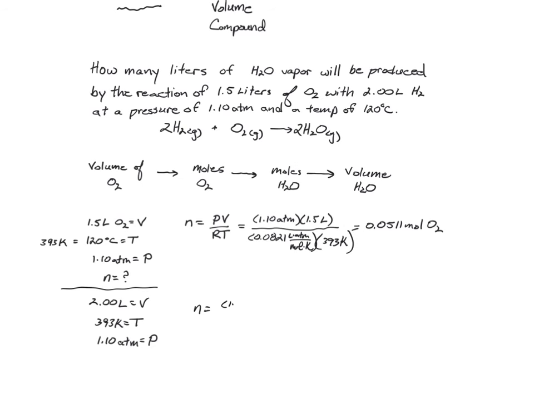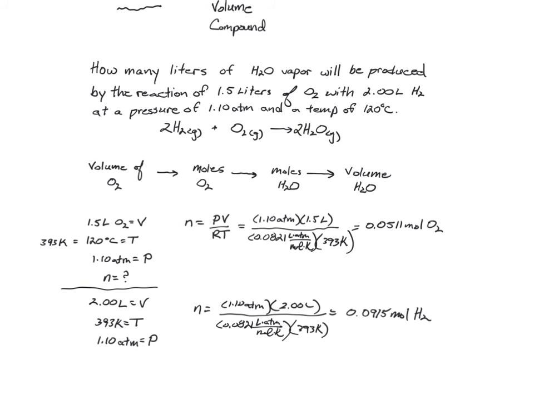So our pressure is 1.10. Volume is 2.00. Our gas constant, 0.0821. And then our temperature is 393 Kelvin. Okay, and we figure that means we are adding 0.0915 moles of H2.